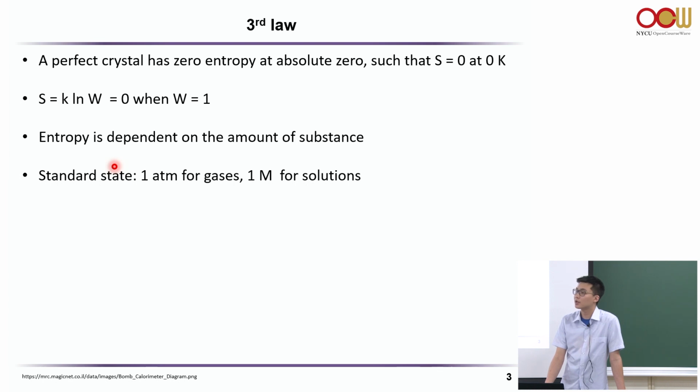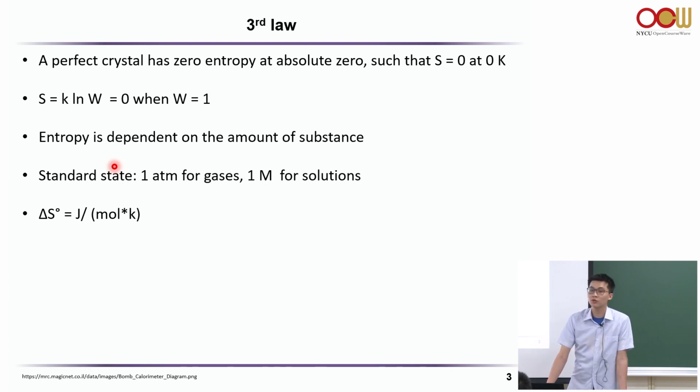Okay, so a lot of times you will see a circle, which means standard state, because entropy could be a temperature-dependent process, although sometimes we will make the assumption that enthalpy and entropy are temperature insensitive under normal conditions, which is 1 atm for gases and 1 molar for solutions. So we know the standard entropy has this unit. You simply divide by the number of molecules.